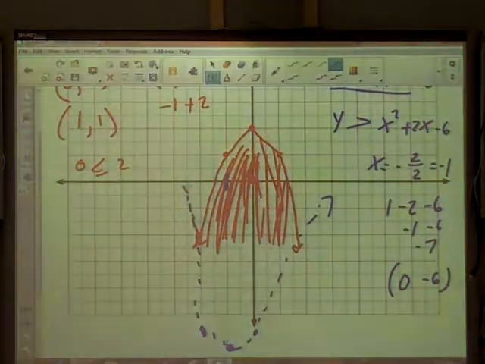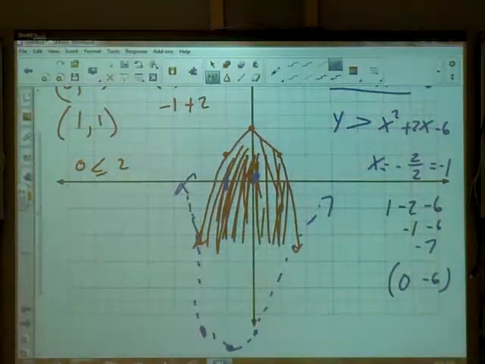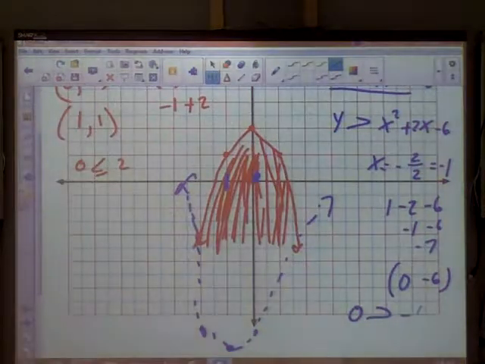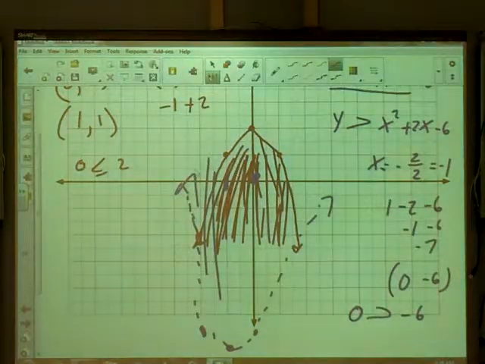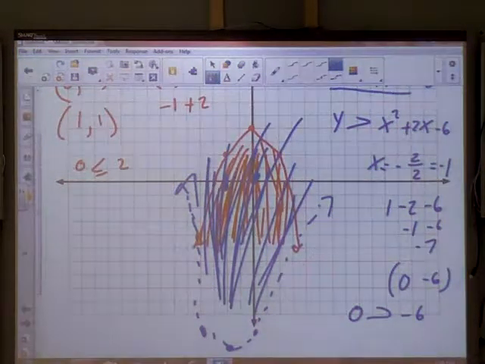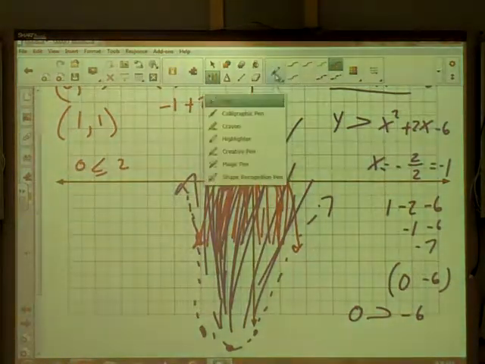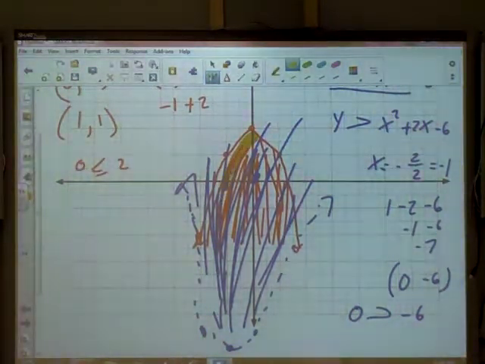That's a whopper job, I don't know if I've ever seen one. All right, 0, 0 is inside that though, isn't it? So I'm going to test 0, 0 again. It gives me 0 is greater than negative 6. Yes, it is. So I'll shade inside it. My answer is the stuff where blue and red are both shaded.